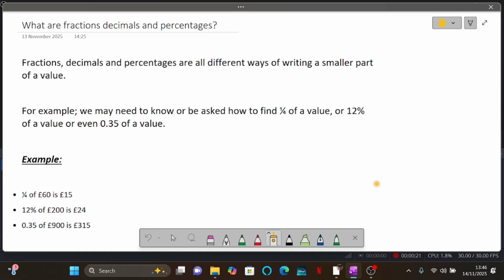Now, we need to be able to convert between the three different formats, fractions, decimals and percentages, because it will become very, very handy when it comes to the exams. For example, you may be asked to find 1/4 of something, or a percentage of something, or even a decimal amount of something, okay? And we can see down here one or two examples of that going on right there.